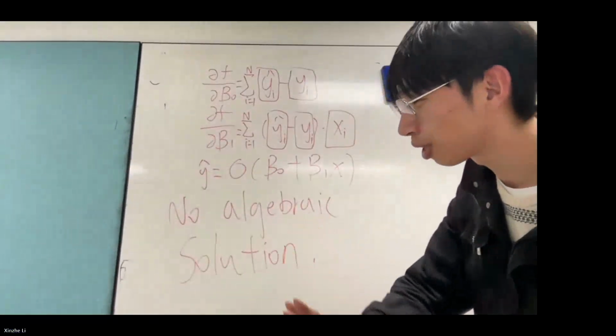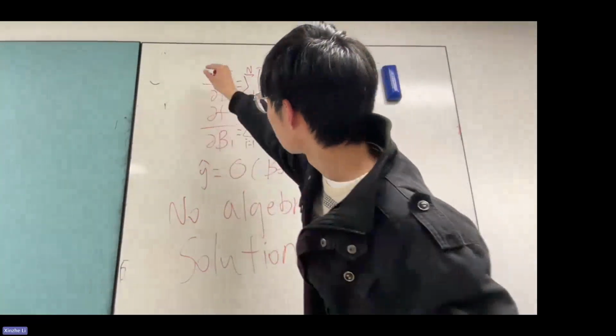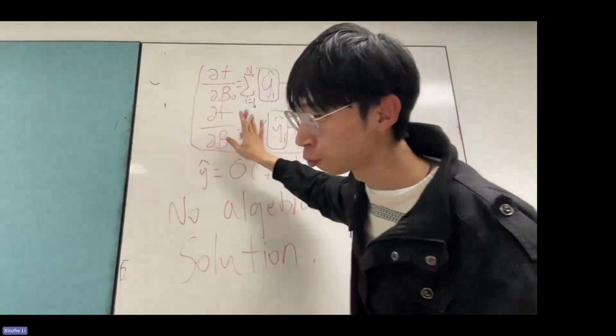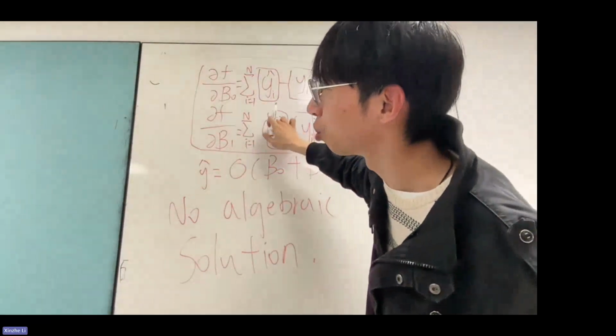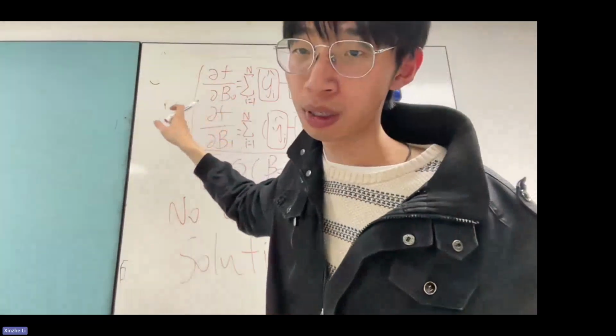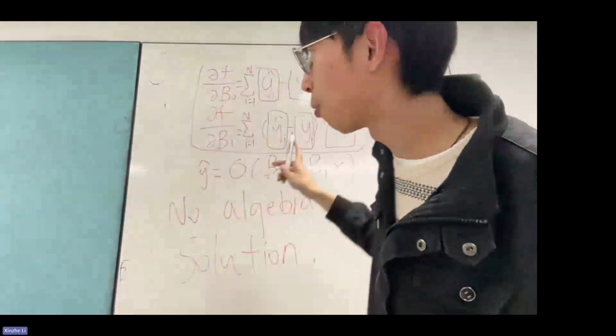What should we do now? Let me clarify: these two derivatives are still useful. If they were not useful, I wouldn't take so much time to derive them. They will still be useful, but how can we make use of them?